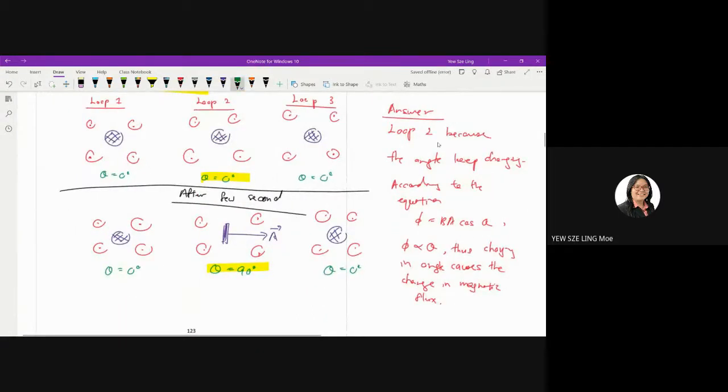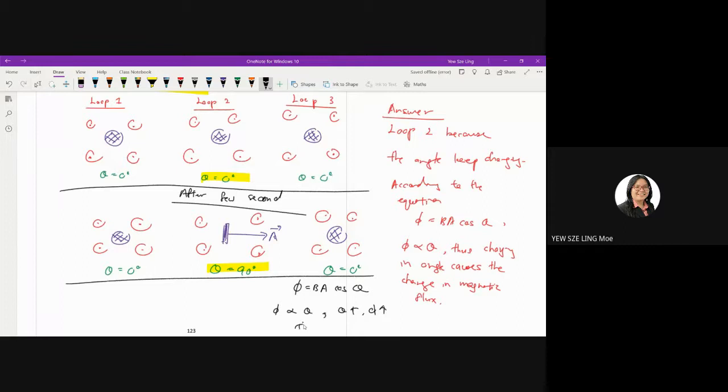Kalau kamu nak tulis dalam bentuk equations, what you can write is phi equals BA cos theta, and then phi is proportional to theta. So as the angle changes, flux will change. Therefore loop 2 is the answer. Because it doesn't say to start from 0 degrees, as your theta increases, your phi increases. That is what you can do as well if you don't want to write it in a statement form.